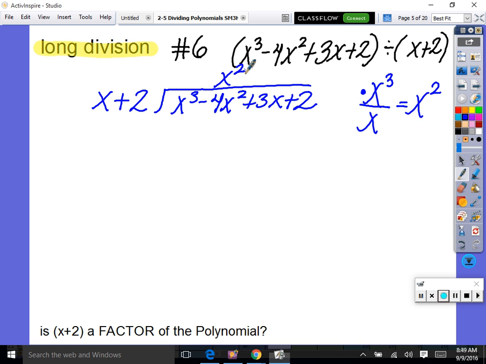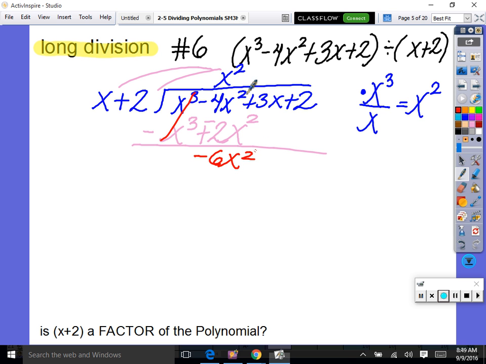Everybody good? So we're doing our circle. We're going to distribute that through. X squared times x is x cubed. X squared times positive 2 is plus 2x squared. Is everybody good? Now we have to change our signs. Negative, this was positive, so now negative. And now we add straight down. X cubed minus x cubed is gone. Negative 4x squared minus 2x squared is negative 6x squared. Plus 3x is still there.